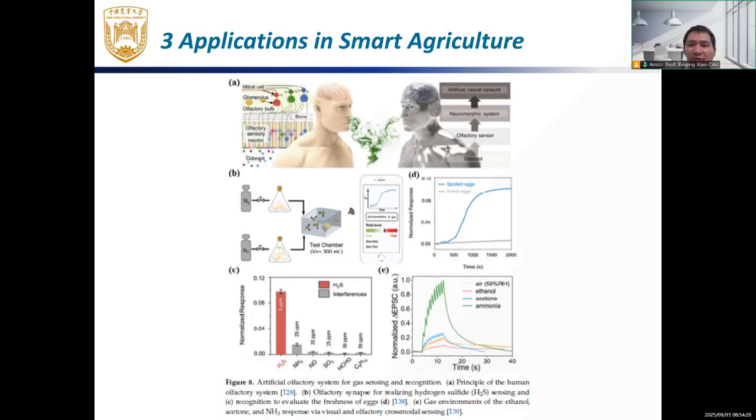So gas is very important in our smart agriculture. It is also very important to sense and recognize them with smart methods, and also we need to reconnect them with smart computing methods and models. So the artificial olfactory system would be a promising way for sensing gases and also reconnecting them by computing methods.